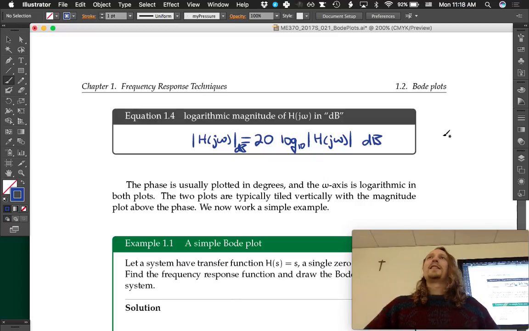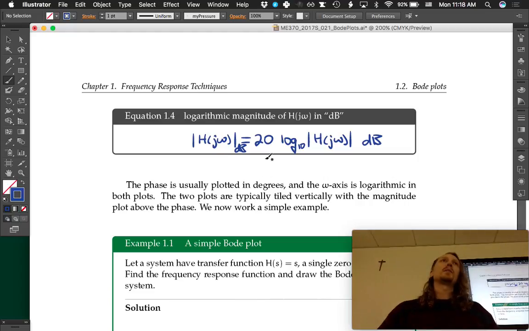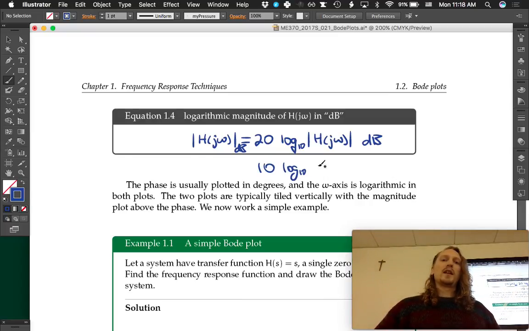Okay, it's weird. What is it? 10 log base 10? 20 log base 10. No, when is it 10? It's when you have a power ratio. So if you wanted to find decibels and you had the power of each signal and not the amplitude of each signal, you have to do 10 log base 10 of the power, we call it power 1 divided by power 0, the reference power. And that ends up being in dB. So that's the other formula.